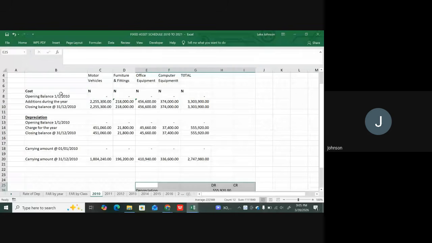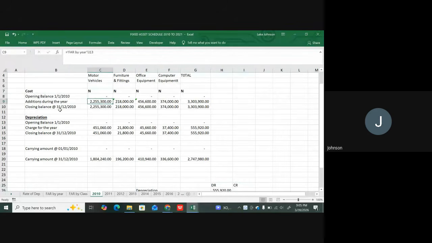First of all, have your opening balance, have your addition for the year, and add your opening balance to your addition for the year to get the closing balance as at 31st December that same year, 2010, sorry. Therefore, for your depreciation, you are going to have your opening balance as well. You're going to have what was charged for the year.